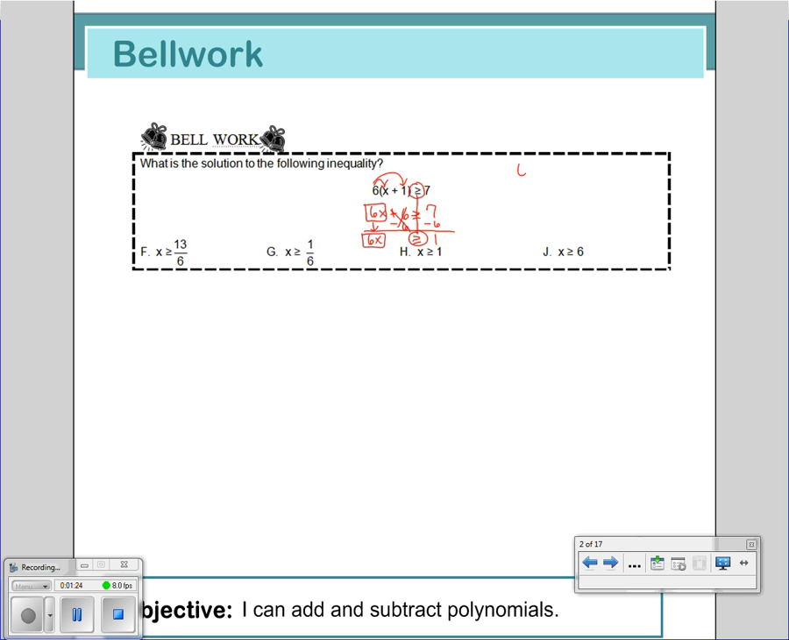Let me start up here, rewriting. So now we have 6x is greater than or equal to 1. Again, does my inequality change? To get the x by itself, we're going to divide both sides by 6. I'm dividing by a positive number, so my inequality does not change. I get that x is greater than or equal to 1/6. G is going to be my answer.